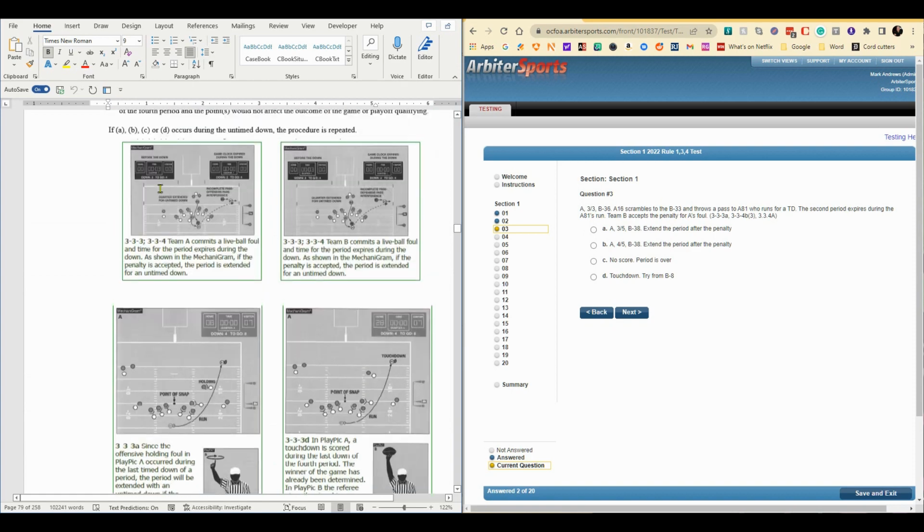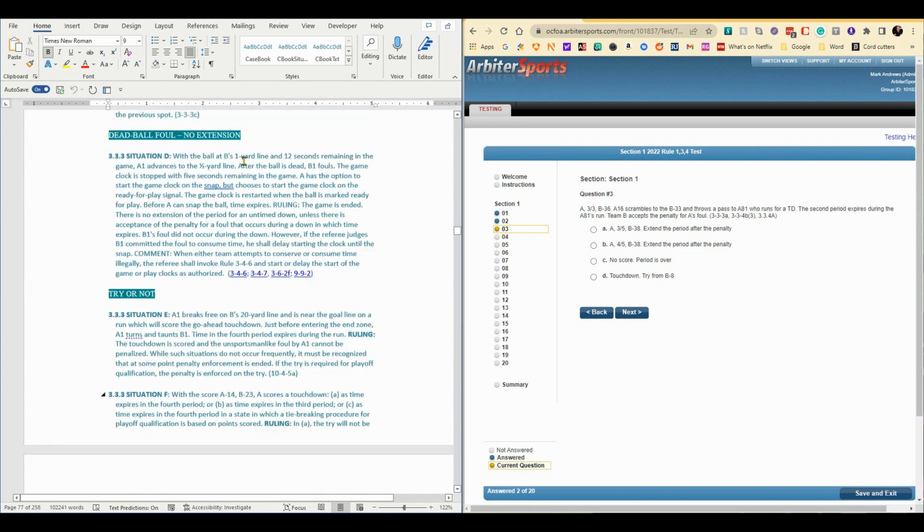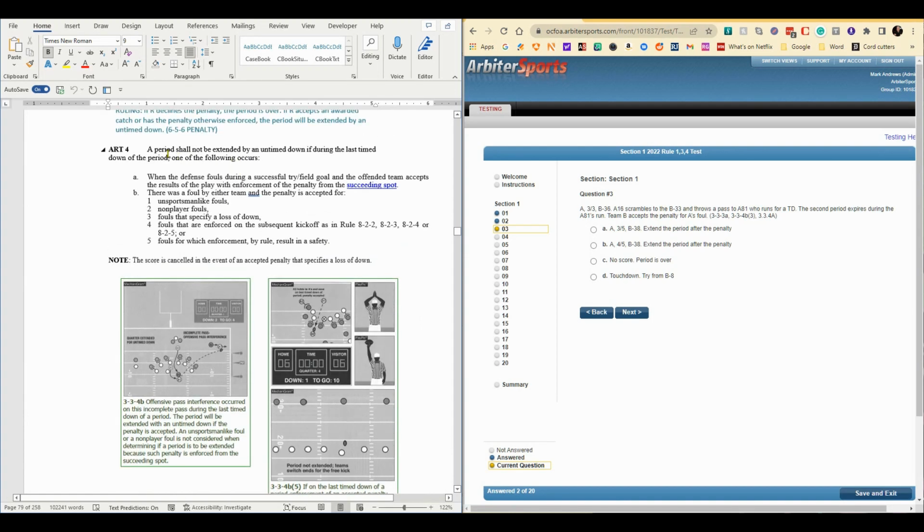So 3-3-3-A, which is way up here, says a period shall be extended for an untimed down if one of the following occurred during a down in which time expires. And A says there was a foul by either team and the penalty is accepted, which is what we have, except for those fouls listed in 3-3-4-B. We'll go back down to 3-3-4-B, and we say a period shall not be extended by an untimed down if during the last timed down of the period one of the following occurs.